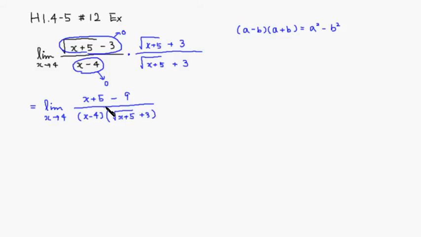But if you simplify the numerator, you can see that this is just the same thing as x minus 4, because 5 minus 9 is negative 4. So the numerator is exactly the same thing as x minus 4. You have the quantity x minus 4 on the bottom, so we can cancel those out. So you get 1 on top.